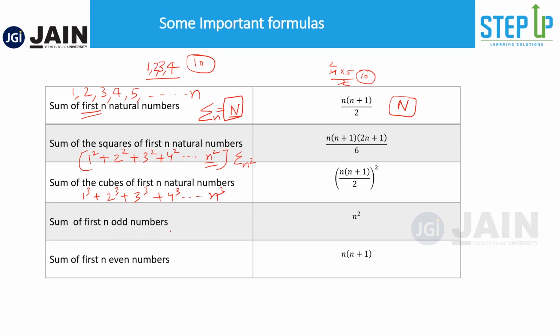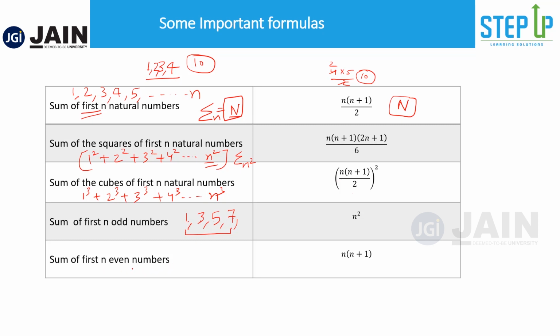Sum of first n odd numbers. What is the first odd number? This is 1, and then 3, then 5, then 7, and so on. The formula is n square. If the first 4 numbers are given, that means 4 square, so 16 would be the addition. Can we check? 7 plus 5 is 12, 12 plus 3 is 15, plus 1 is 16. That's correct.